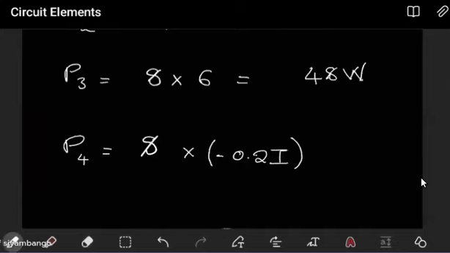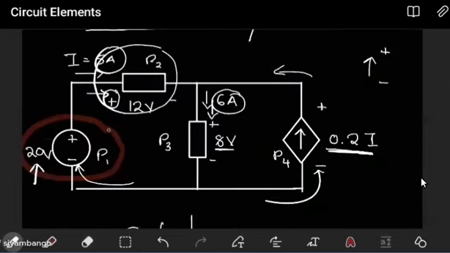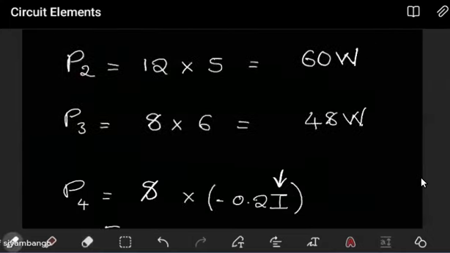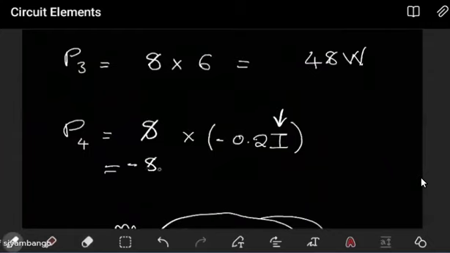I'll come back to your question again. So I'll use 8 volts here. And when I substitute, remember this depended on what I was. I was 5 on this side. So this would be 0.2 multiplying 5. So this would be 8 negative multiplying 0.2 multiplying 5. What does this give us?